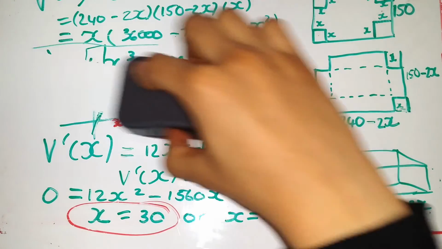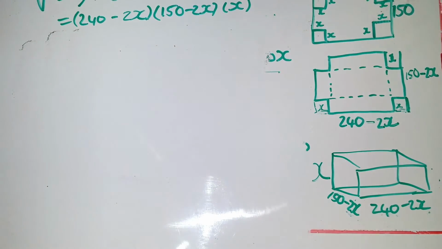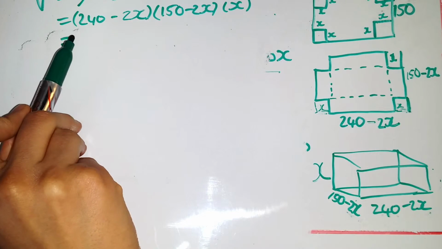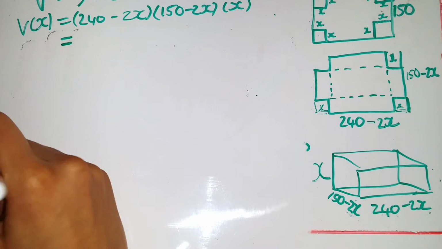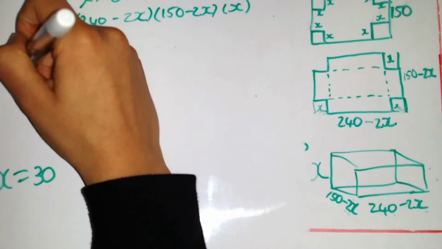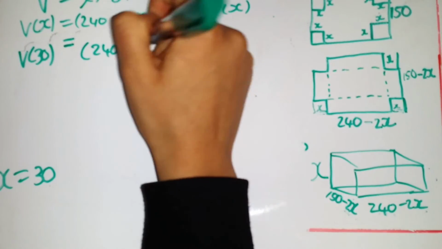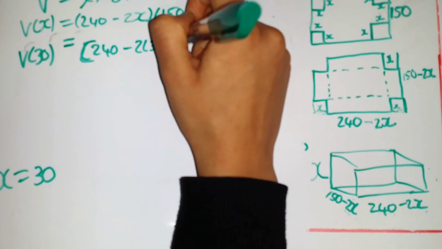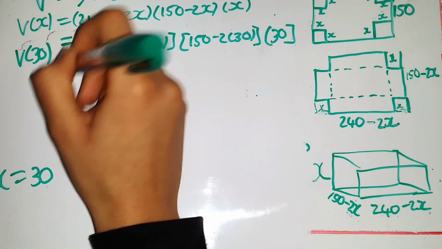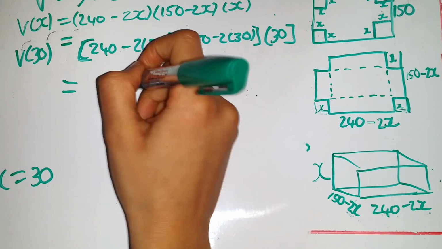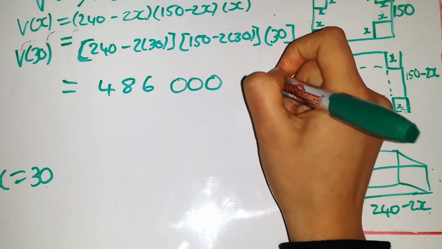Now I'm just going to erase everything for a bit of space. And this is our original expression for volume in terms of x. Now we've established that x is equal to 30. That's our maximum value. So we can substitute this 30 in for all the x's, and that looks like this. And if we simplify that, we get a value of 486,000 units. It should be units cubed.